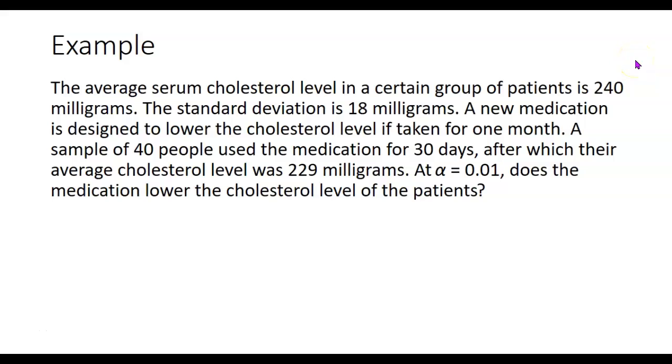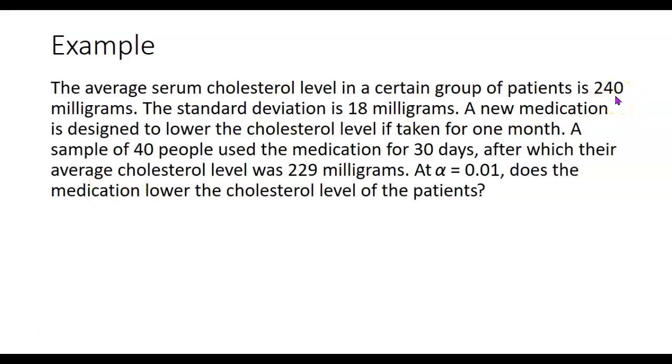Okay, ready to work through another example of hypothesis testing? The average serum cholesterol level in a certain group of patients is 240 milligrams. The standard deviation is 18 milligrams. A new medication is designed to lower the cholesterol level if taken for 1 month. A sample of 40 people use the medication for 30 days, so 1 month, after which their average cholesterol level was 229 milligrams. At alpha equals 0.01, does the medication lower the cholesterol level of the patients?